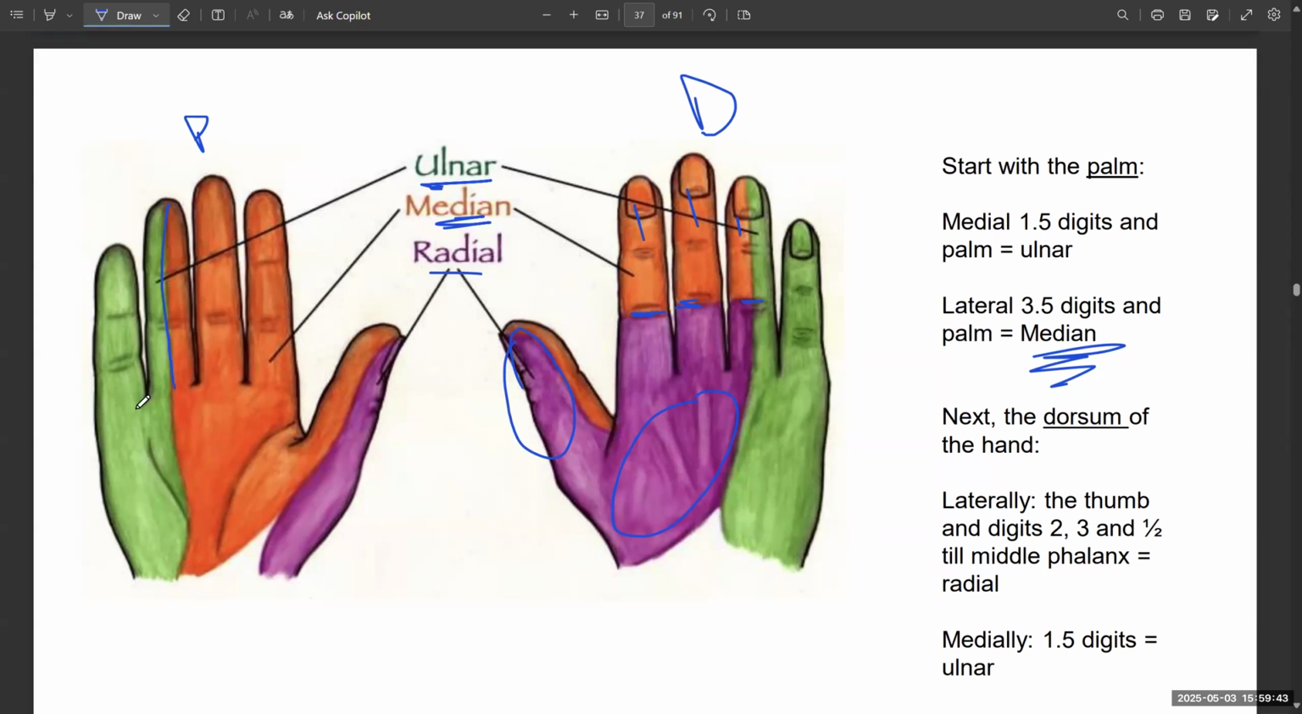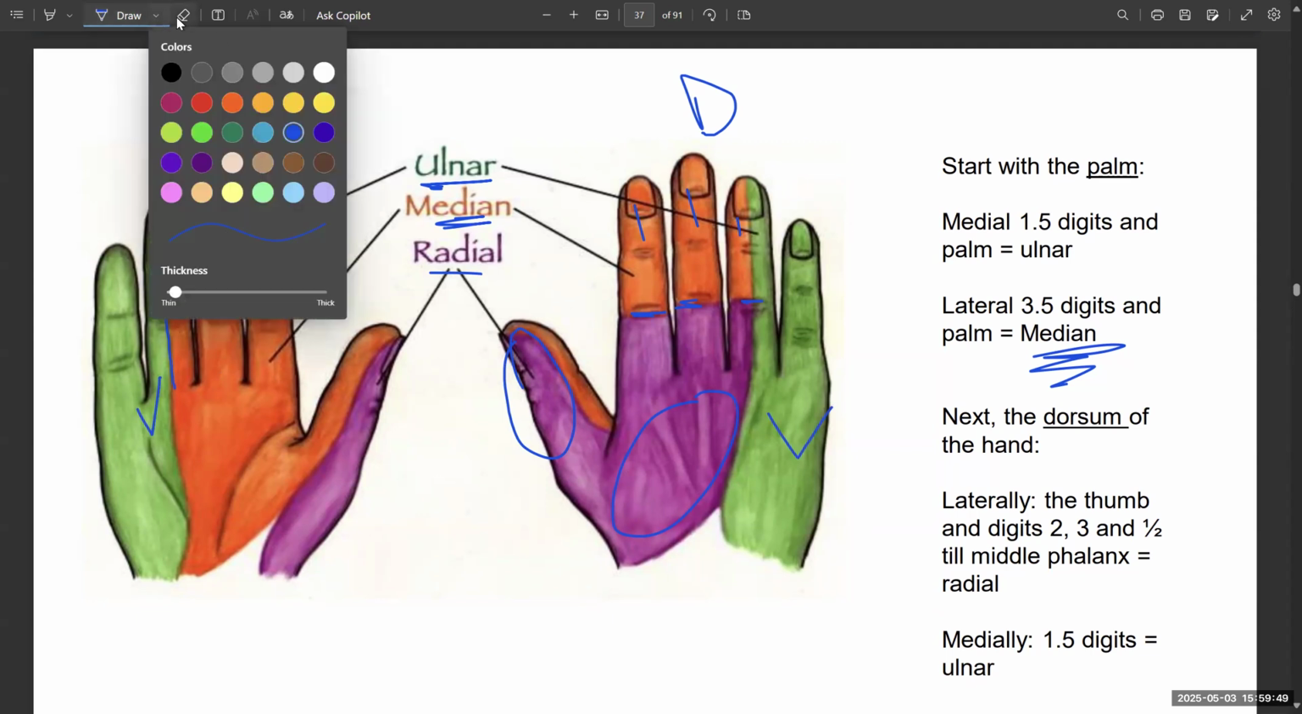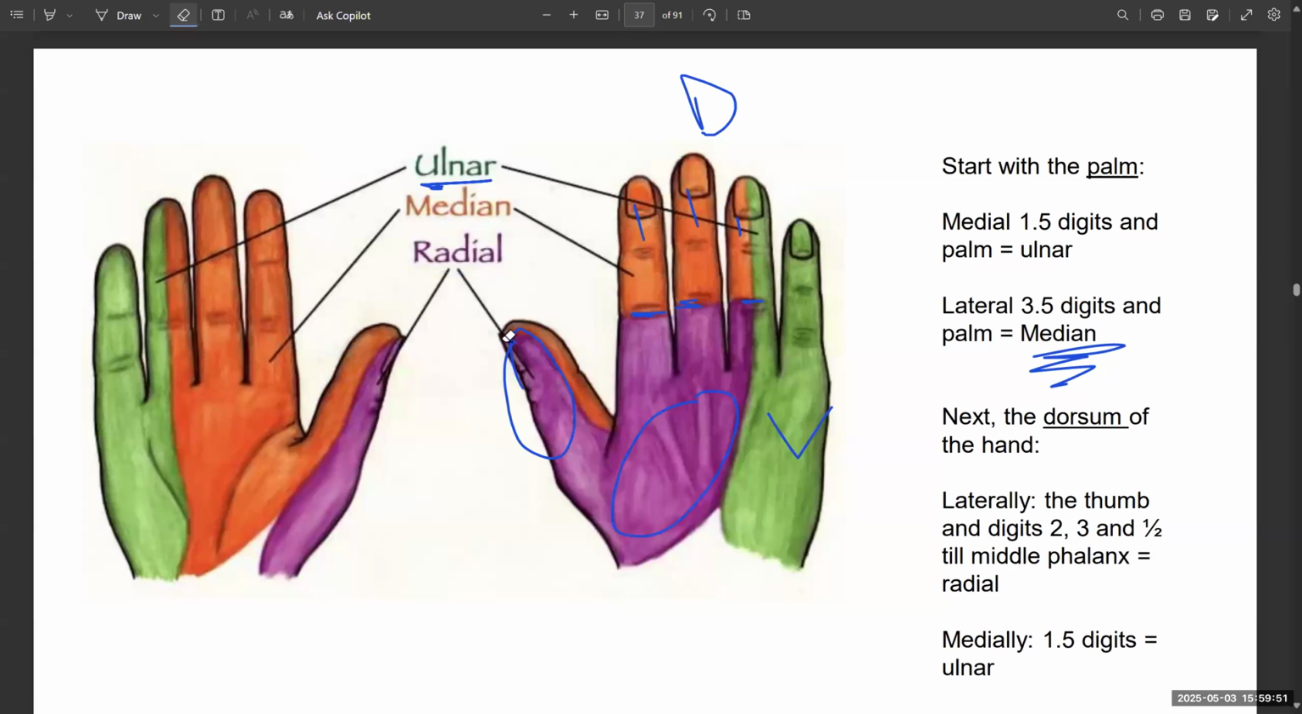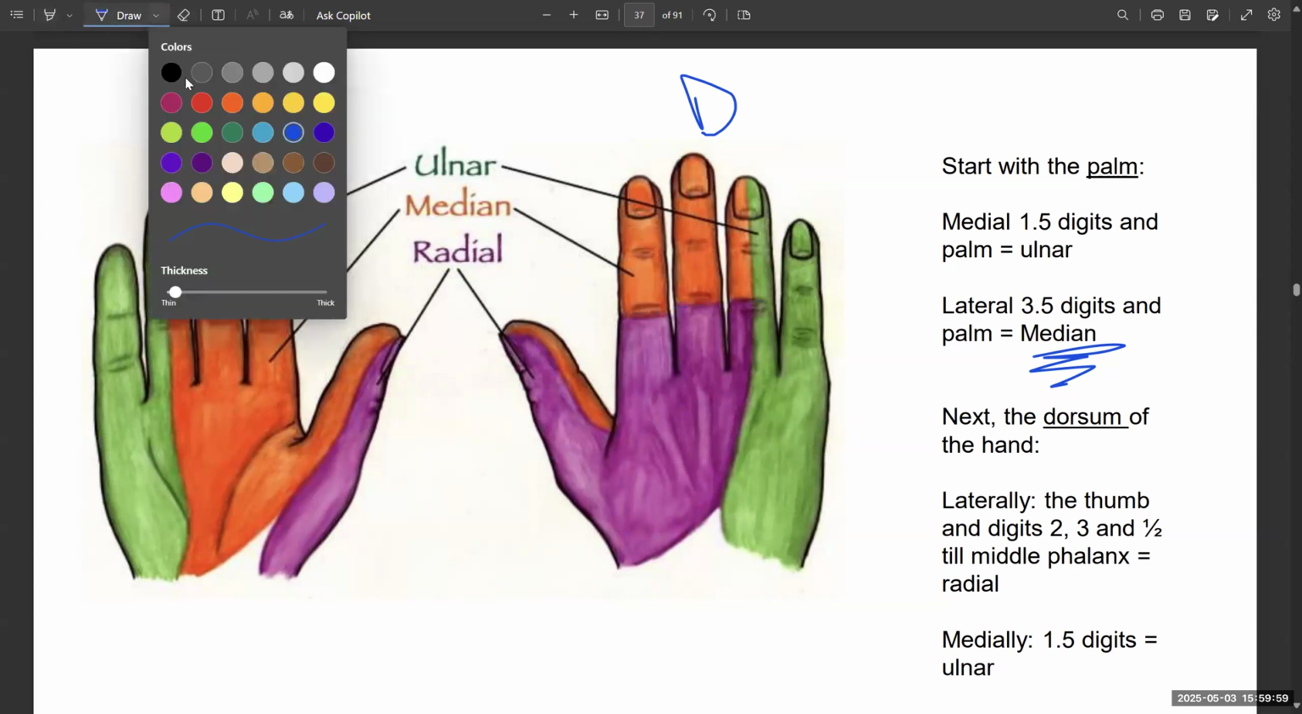Okay. So we have ulnar. And then let me just do that one more time just to make it very, very clear. You can skip this if you've already understood, but if you haven't, keep watching.